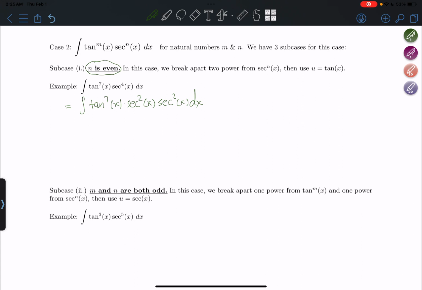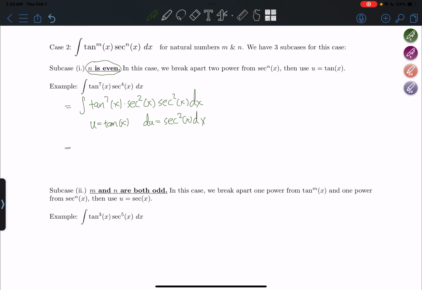I'm going to use u as tangent. So here we'll do u equals tangent of x. And of course from here, du equals secant squared x dx. That's why we break off 2 copies of secant. And that just means I need to write everything in terms of tangent within the integral, except for the 2 copies of secant.